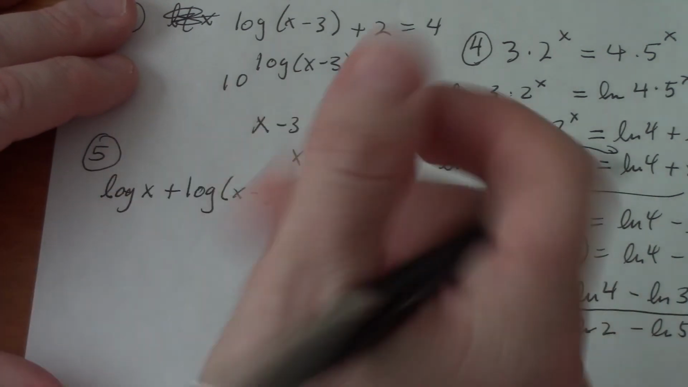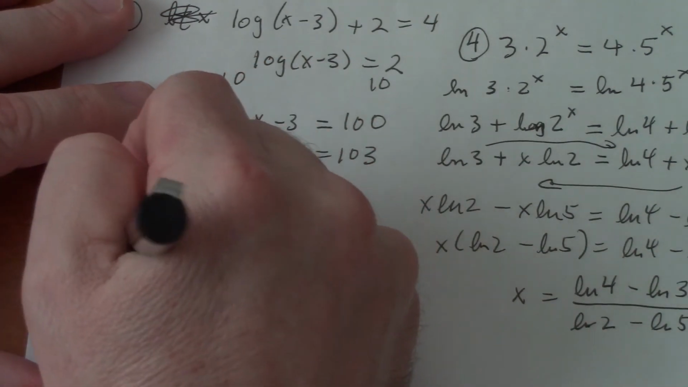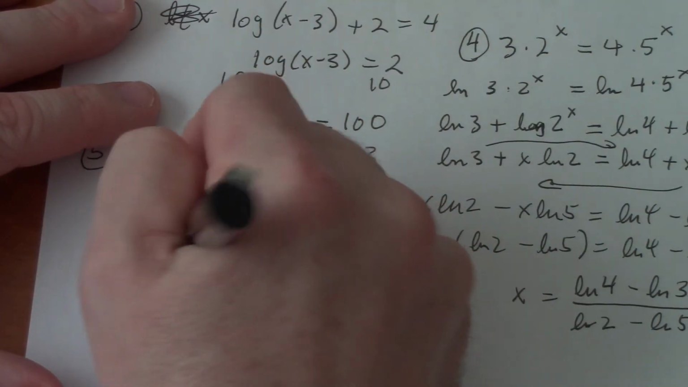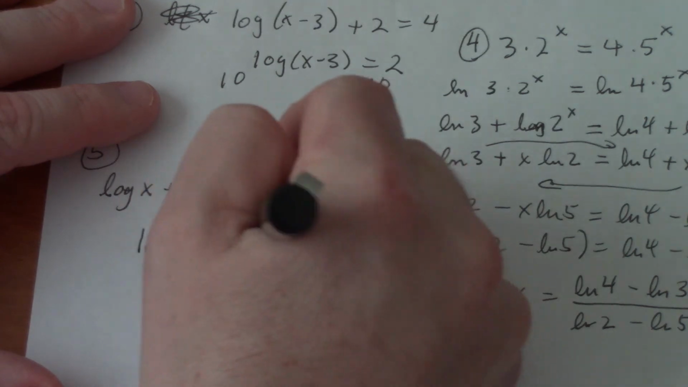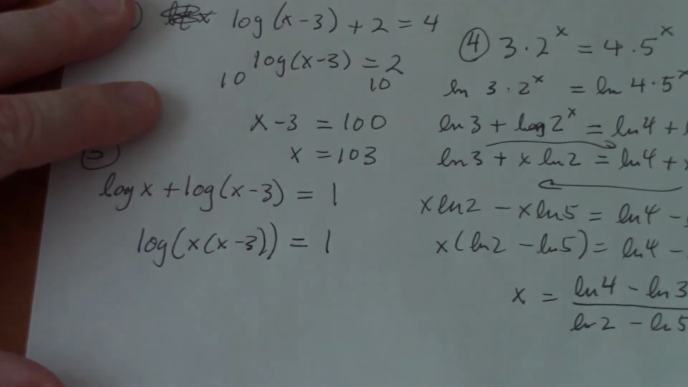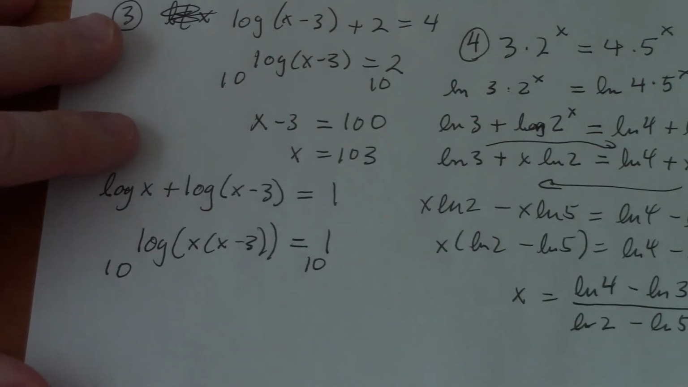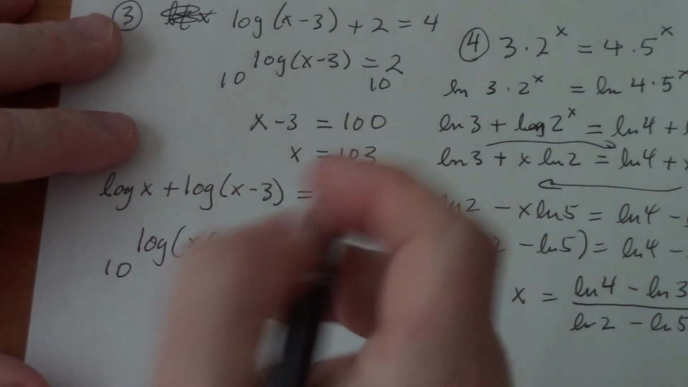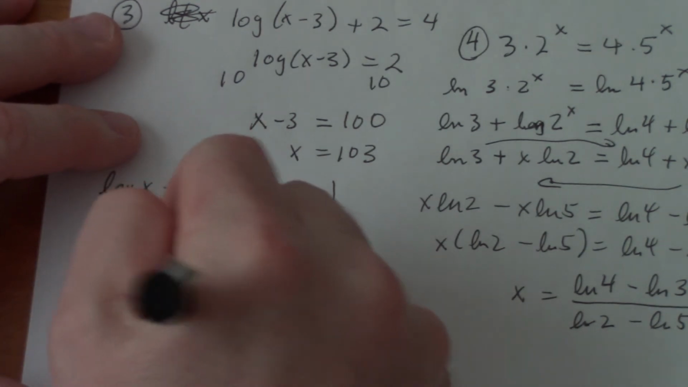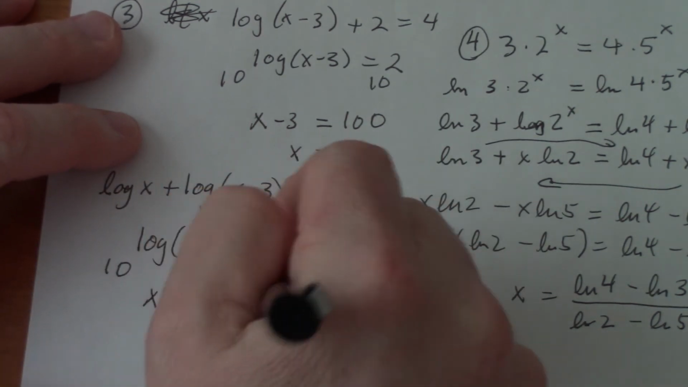Okay, so I'm going to combine these logs, and the way I do that is with multiplication. So this would be the log of x times x minus 3 equals 1. And now I use my exponential function, which is base 10. I'm going to multiply that out as I go. So that's going to be x squared minus 3x equals 10.